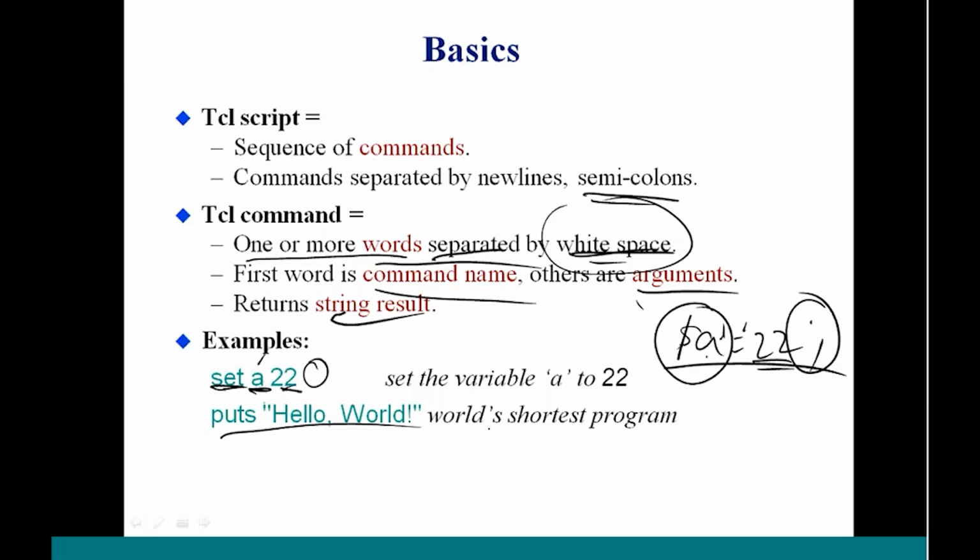And then another very short program: puts hello world. Notice that puts is the command name. It has only one argument right now, which is inside the quotes, hello world. So it just combines all of them and outputs that. So far so good.